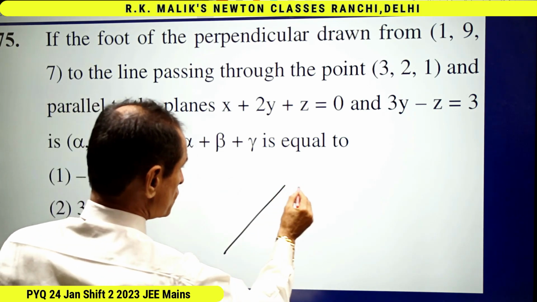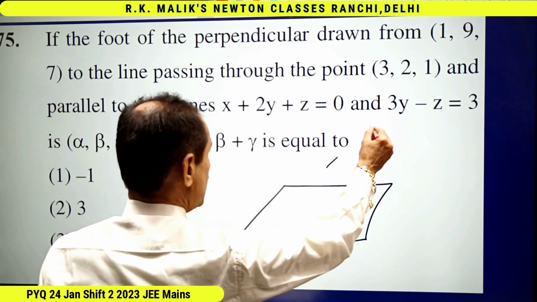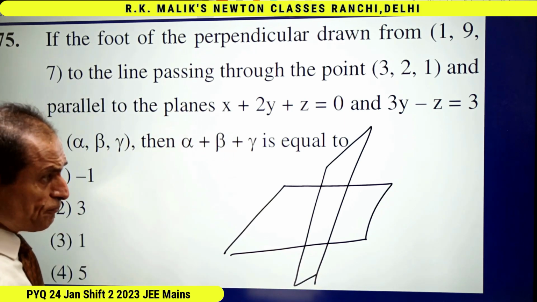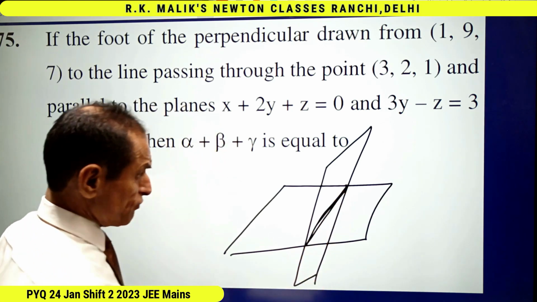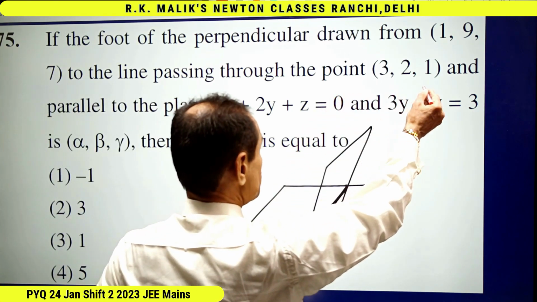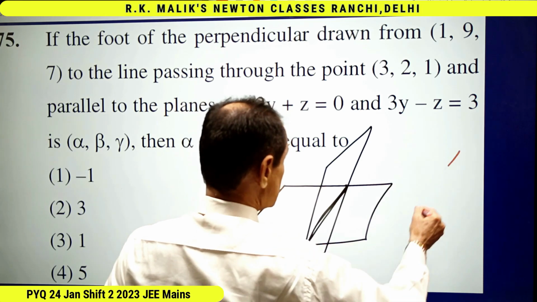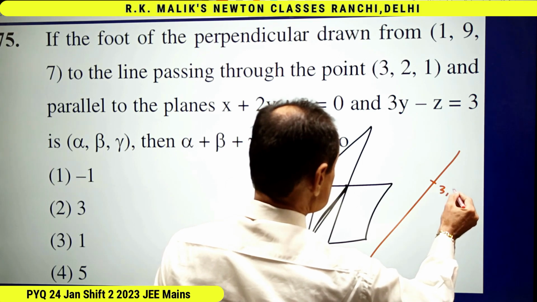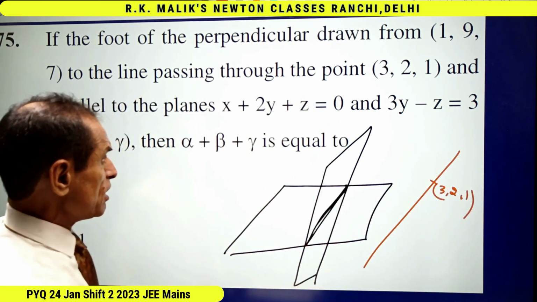Suppose this is one plane and this is the second plane, and this is their line of intersection. We have a line which is passing through the point (3, 2, 1) and parallel to this line, somewhat of this type. It is passing through the point (3, 2, 1) and this line is parallel to the line of intersection.